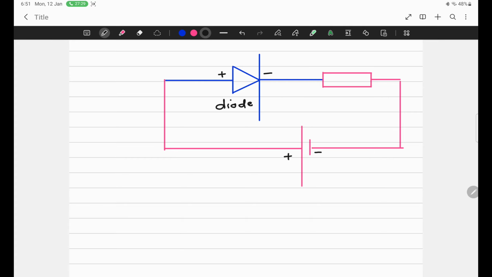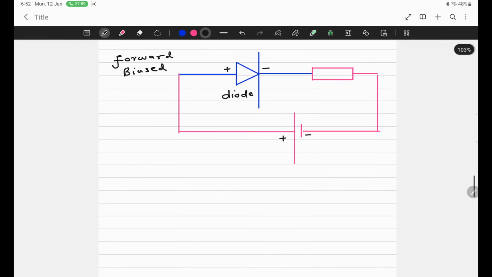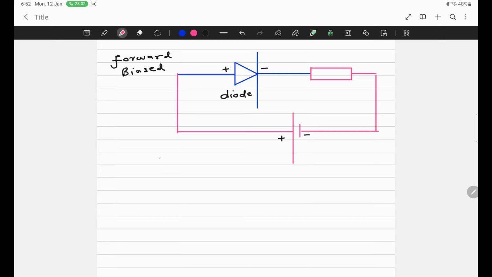terminal of the cell is connected with the negative terminal of the diode, then this diode is connected as forward connection or forward biased. This is its proper name. When a diode is connected in this way, it is called forward connection or forward biased. And when a diode is connected forward biased, consider here is voltage, consider here is current.